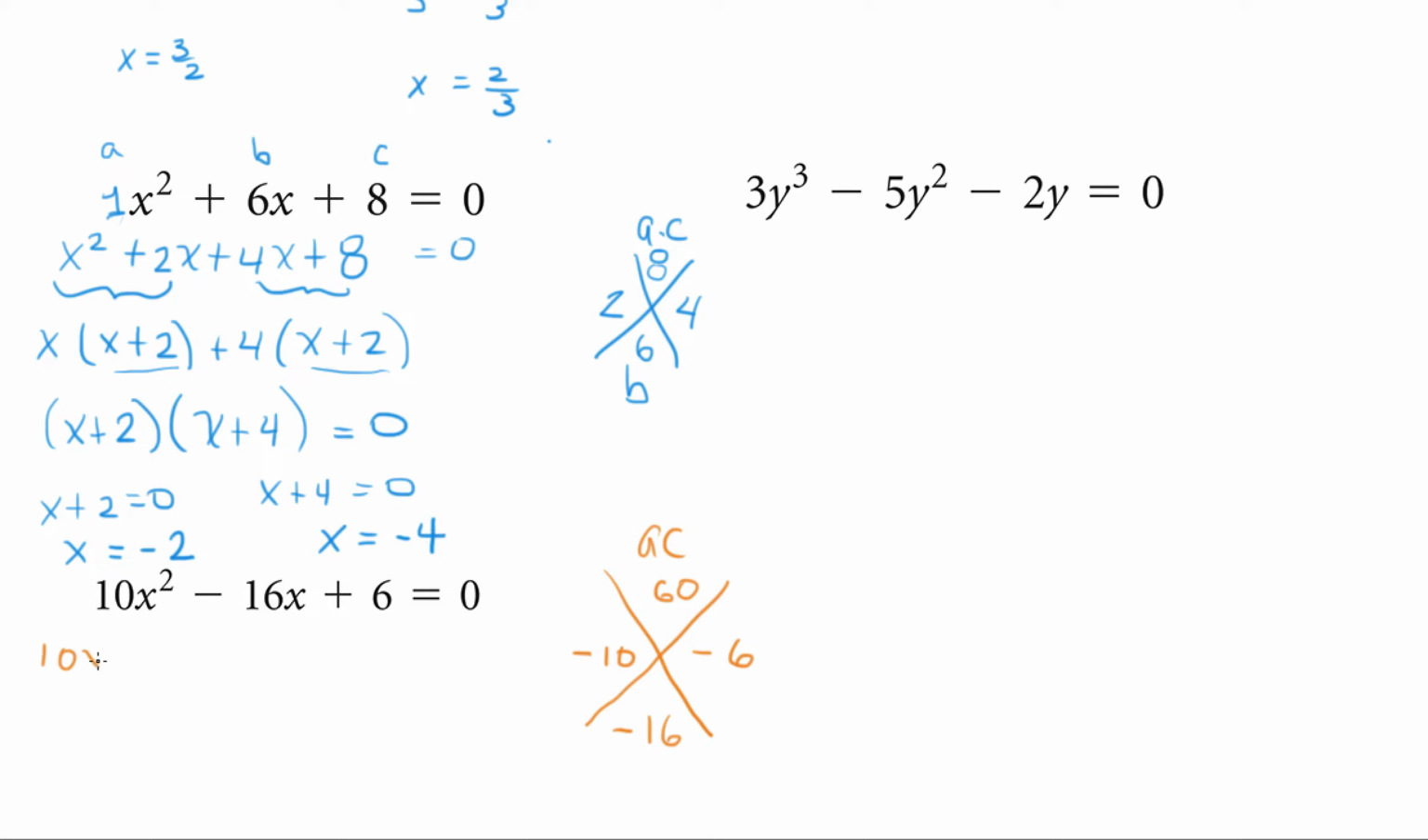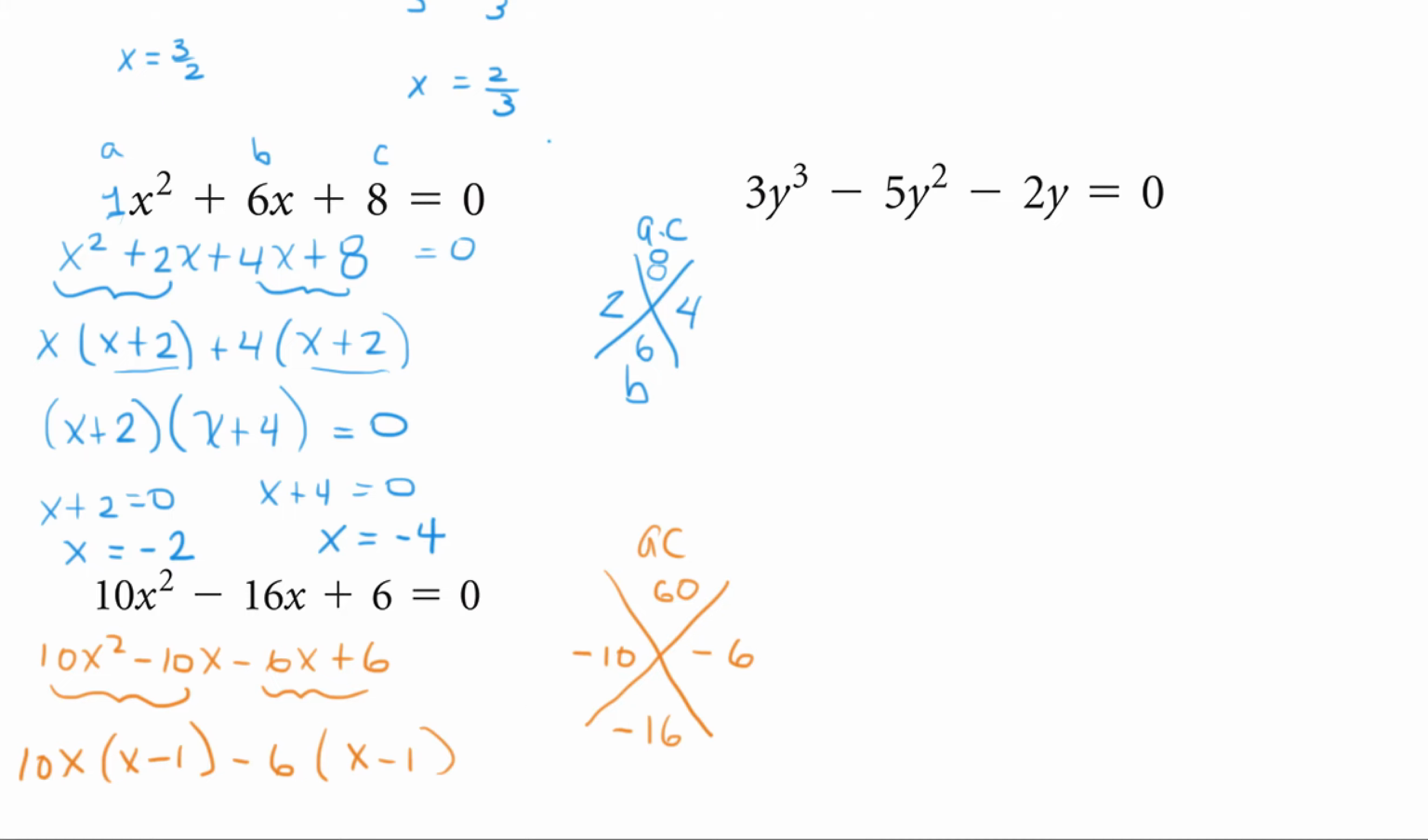So you have 10x squared minus 10x minus 6x plus 6. And we factor the first two, factor the last two. What can we factor between 10x squared and 10x? Well, 10x. And you're left with x minus 1. What can you factor between negative 6x plus 6? Negative 6. You're left with x minus 1.